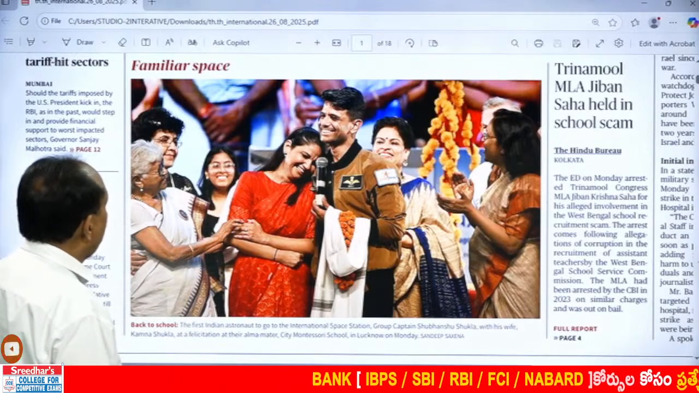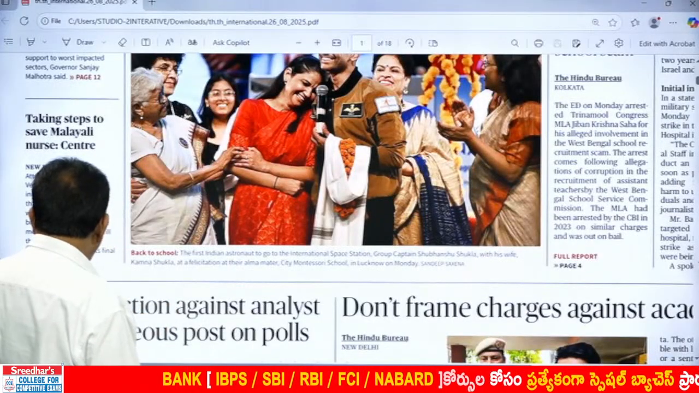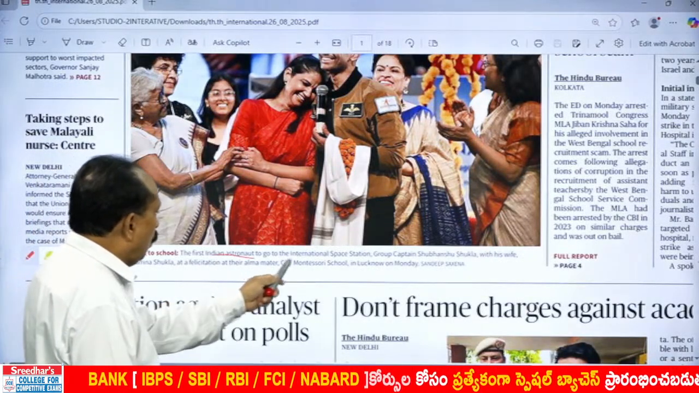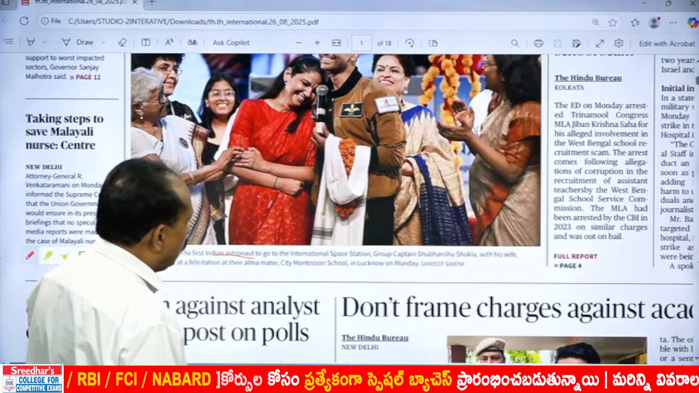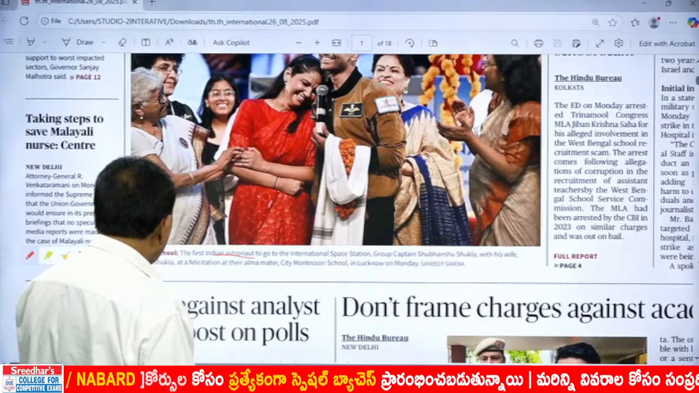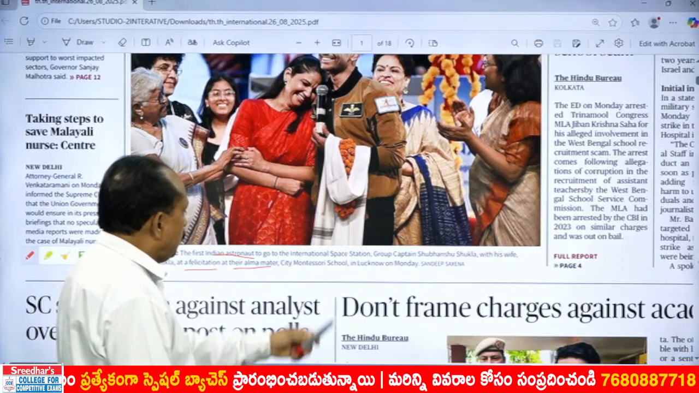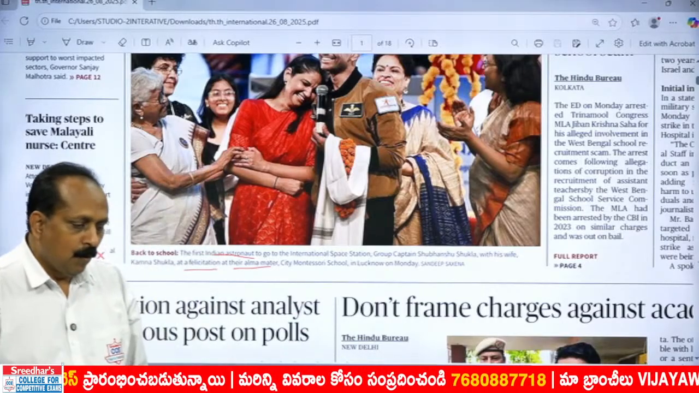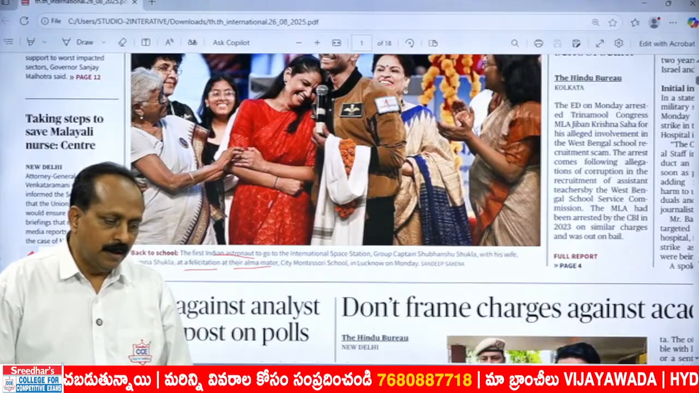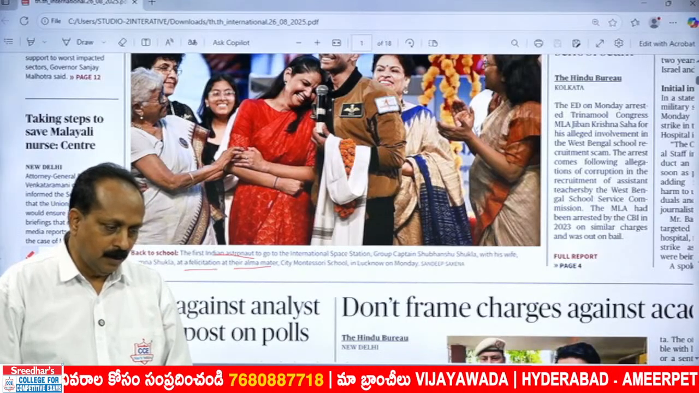Who is this? Familiar face. Back to school. The first Indian astronaut to go to the International Space Station, Group Captain Shubhanshu Shukla with his wife Kamna Shukla at a felicitation at the alma mater City Montessori School in Lucknow on Monday. There are two important words. One is impose, levy, tax, tariff, all that. Who is this? Chandini. Good.